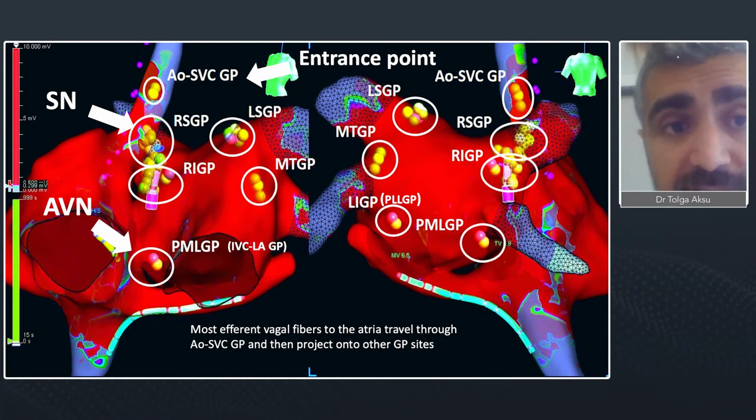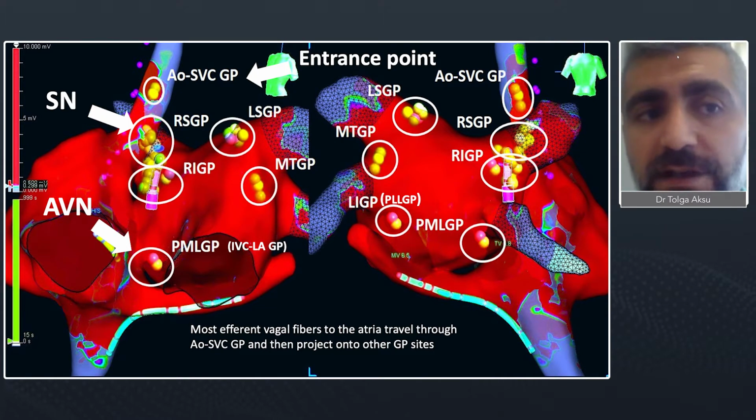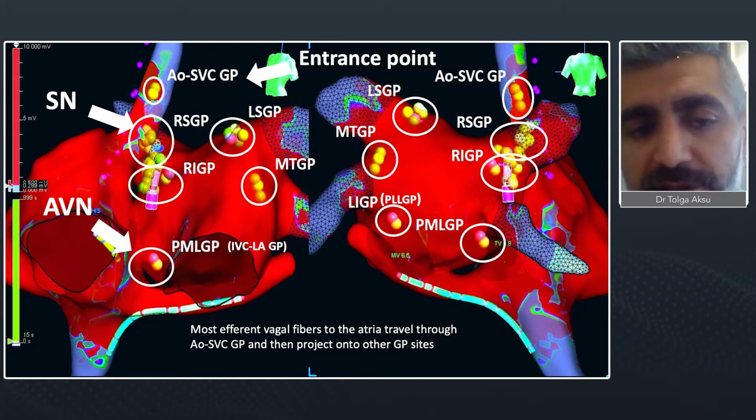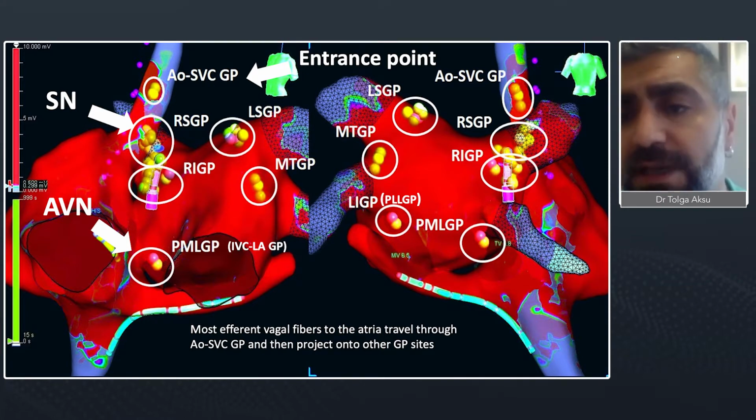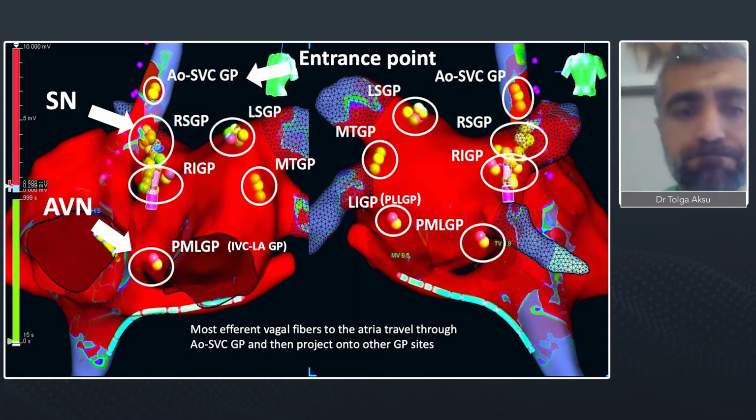The biggest one is right superior GP, located between anterior wall of right superior pulmonary vein and posterior subclavian wall of superior vena cava, and this is important for vagal innervation of sinoatrial node. The other one is posterior medial left GP. You can see the localization around coronary sinus ostium, and this is important for vagal innervation of atrioventricular nodal area, and you can see the other distinct GP localization.